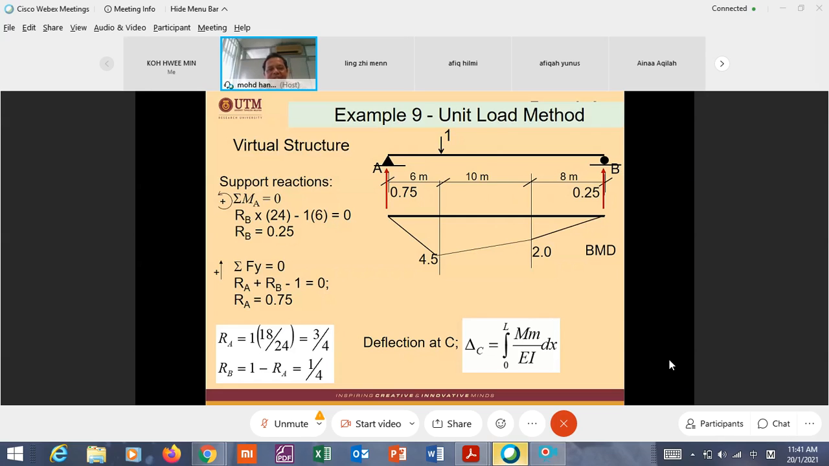Okay. And apply the equation delta C equal to ∫ Mm over EI. M is the moment due to the actual structure, and m is the moment due to the unit load in the virtual structure. And delta C is the actual deflection, the value that we have to calculate now.